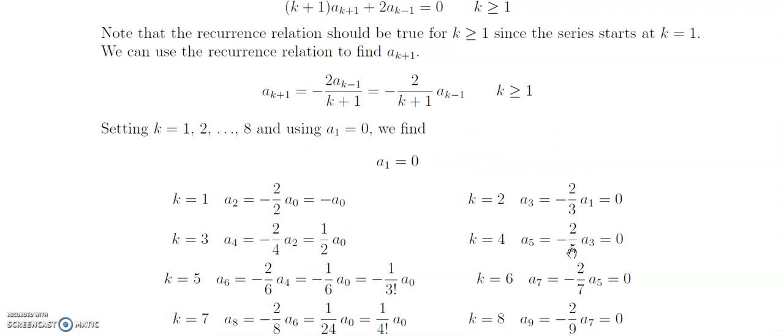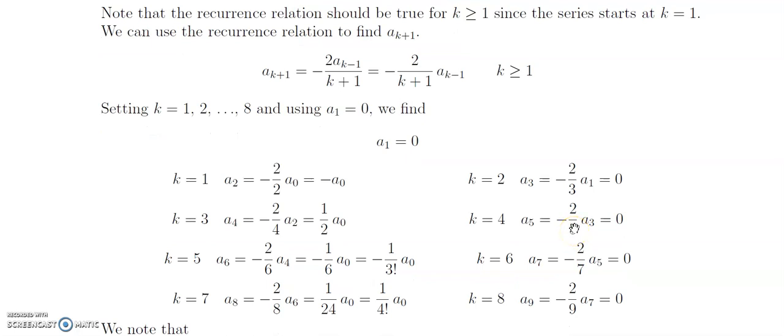So we will choose some values of k and find different coefficients. But remember that a1 was the first coefficient, which was 0. So by making k equals 1, we get a2 equals minus 2 over 1 plus 1, so over 2, times a0, which is minus a0. We don't know a0, so we just leave the equation in this form. a sub 2 equals negative a0. When k equals 2, we get a3 equals negative 2/3 times a1. a1 is 0, so we get 0.